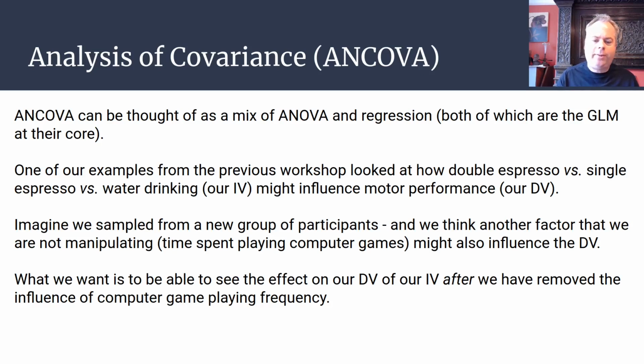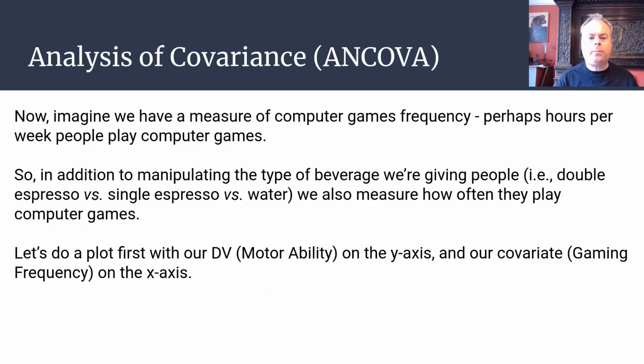What we want to do in this case is see the effect on our dependent variable of motor ability of our experimental manipulation, which is our independent variable, after we have removed the influence of computer game playing frequency, which is our covariate in this case. Imagine we've got a good measure of computer games frequency, something like the number of hours that people play per week.